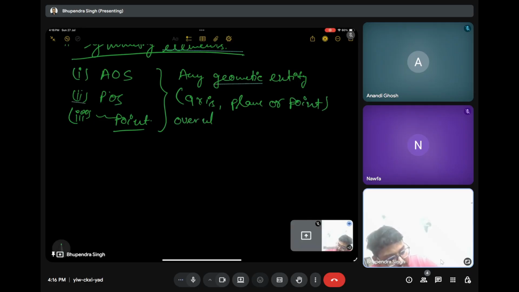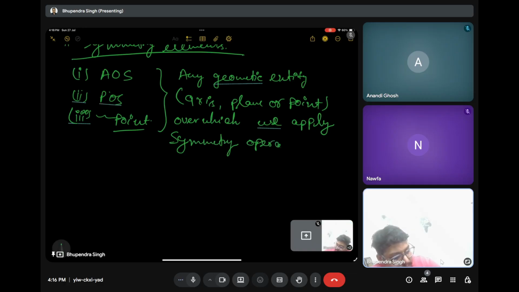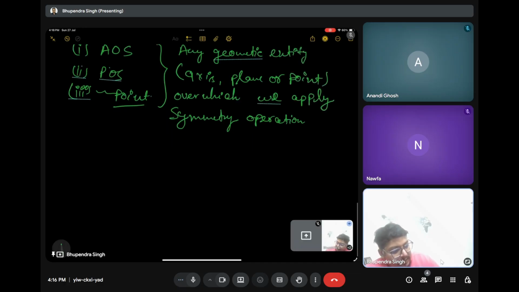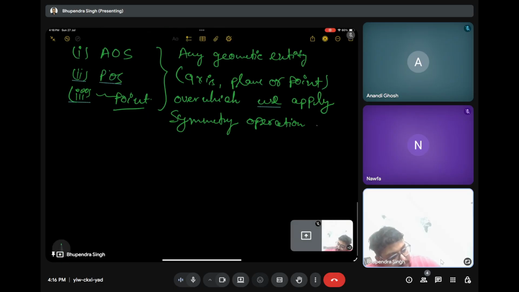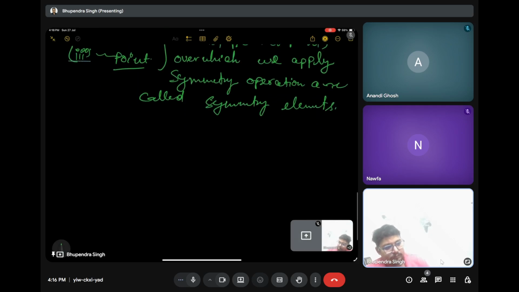These are the elements over which we apply symmetry operations. The elements over which we apply the symmetry operations are called symmetry elements. Okay.